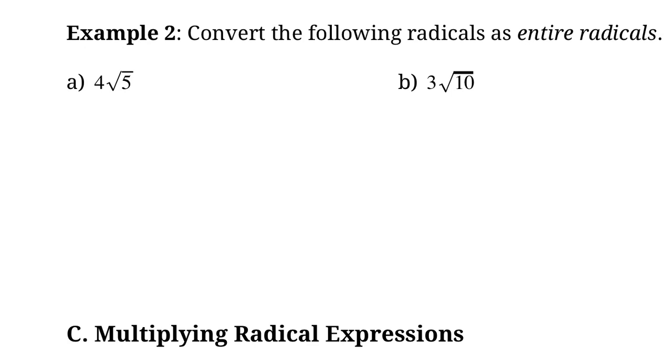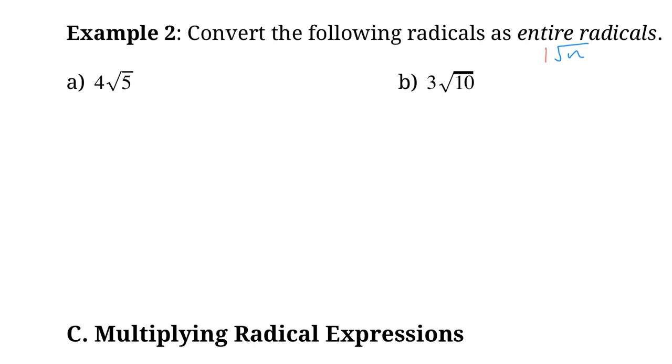Our next examples require us to convert these radicals into entire radicals. And remember that an entire radical just has that root symbol with a number underneath, where the coefficient is a 1. So our first example is 4 root 5. This is a mixed radical, so we have a coefficient of 4, and we want to rewrite this so that it's an entire radical. So we want to make some changes here so that these are both underneath the radical symbol. So square root of 5 is already underneath the radical symbol. We need to change this 4.